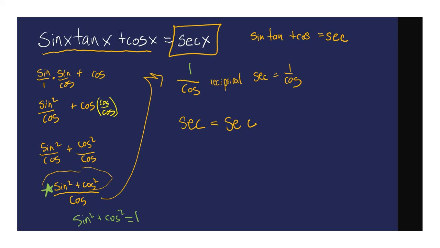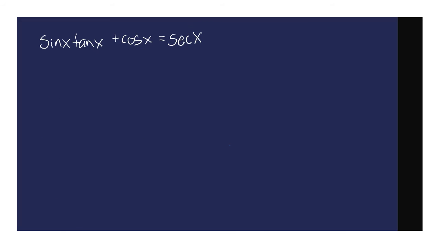keeping the left-hand side the same and changing the right-hand side. All right, so we've got the same thing to verify here where we've got sine x times tan x plus cosine x equals secant x. But this time we're going to rework the problem from a different angle. This time we're going to choose to work with secant and keep the left side the same.